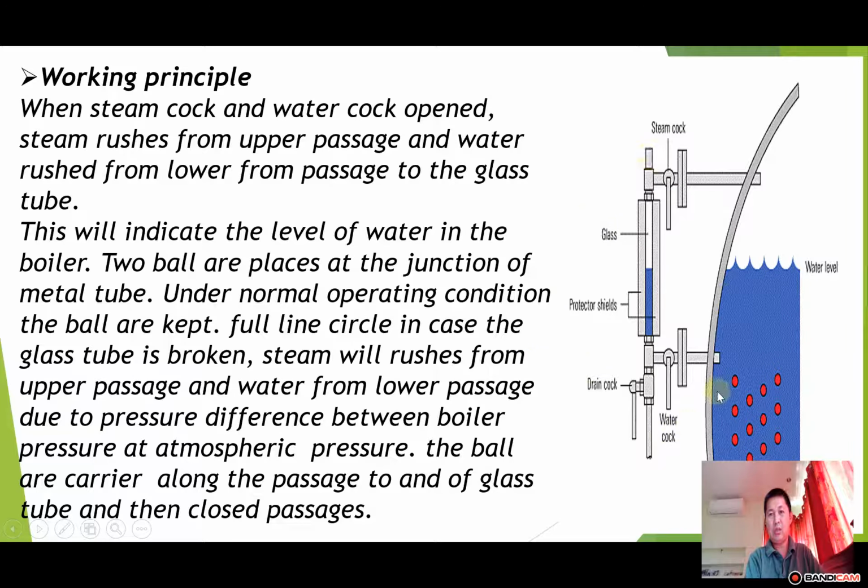as I said before, the location of the different components. So this is the steam cup or steam valve, water cup or water valve, drain cup or drain valve, the protector shield, this one here, the protector of the glass, and the glass. So these are the locations.